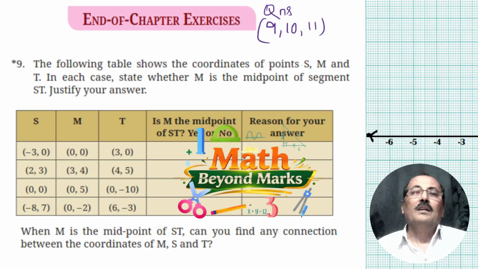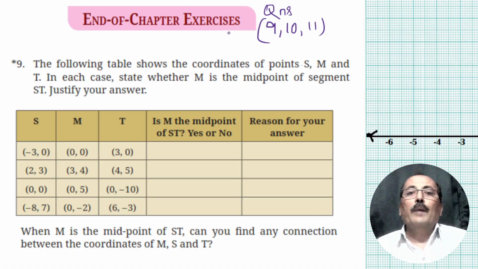Now this is class 9 chapter 1 end of chapter exercises, questions number 9, 10 and 11. Okay, let us go to the question directly. Question number 9. The following table shows the coordinates of S, M and T, 3 points. In each case, state whether M is the midpoint of the segment ST. Justify your answer. So in each case, you have to justify.